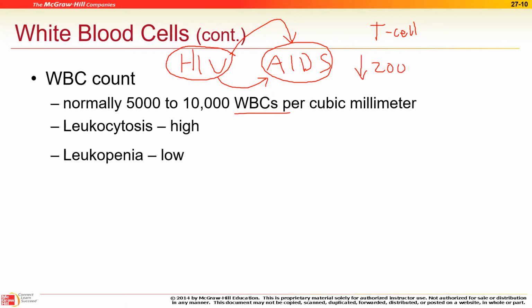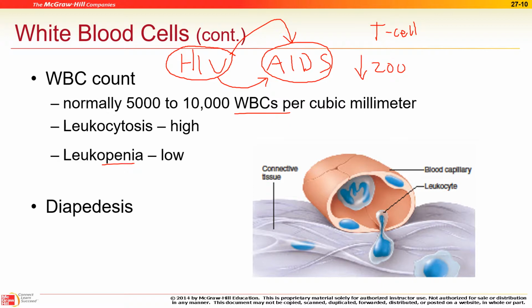Leukocytosis when it's high, leukopenia when it's low. Anything that is penia is low. So that means like HIV or AIDS is leukopenia? Oh, it causes low blood cells. Okay. So in this case, low T cells.